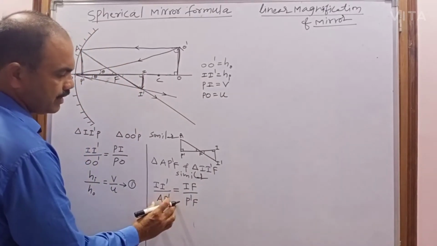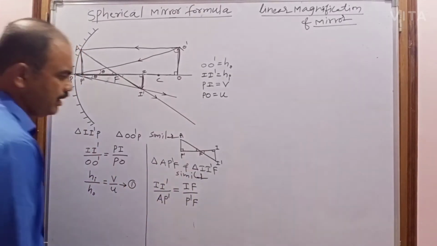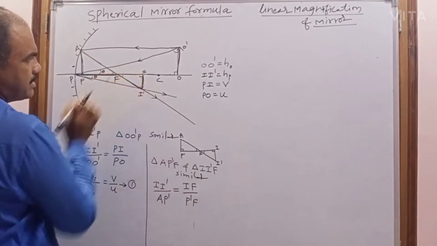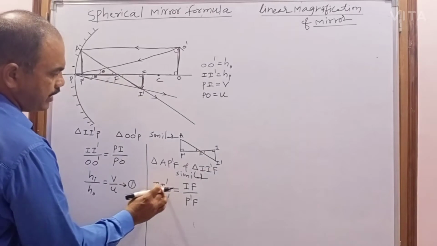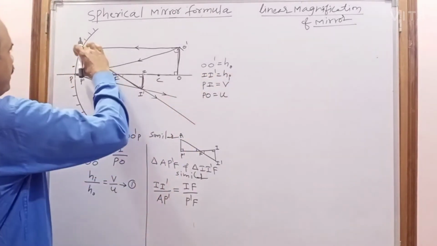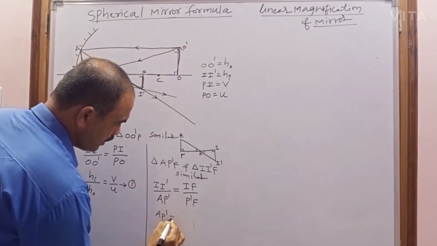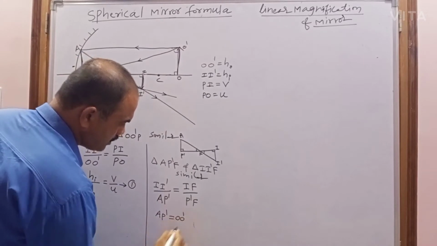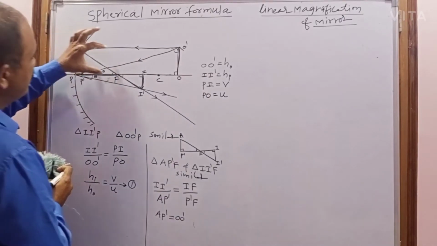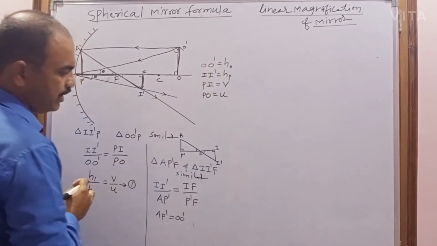Now these are the ratios of the corresponding sides, similar, same. And next after that I am writing IF. You don't know what IF is, but you know what I dash is. I dash is nothing but the height of the image. So what is AP dash? This AP dash will be the same as O dash. This AP dash is how much height? The O dash is also the same height. So that's why O dash is nothing but H naught.